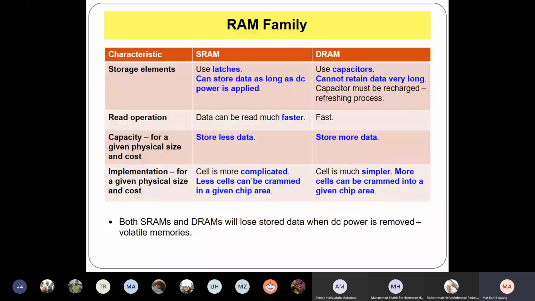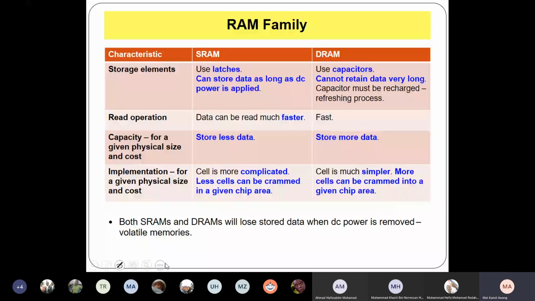If you look at the physical memory, DRAM and SRAM will give you different sizes. Both SRAM and DRAM will lose stored data when the DC power is removed. So they are volatile memories because they are RAM. Any question?